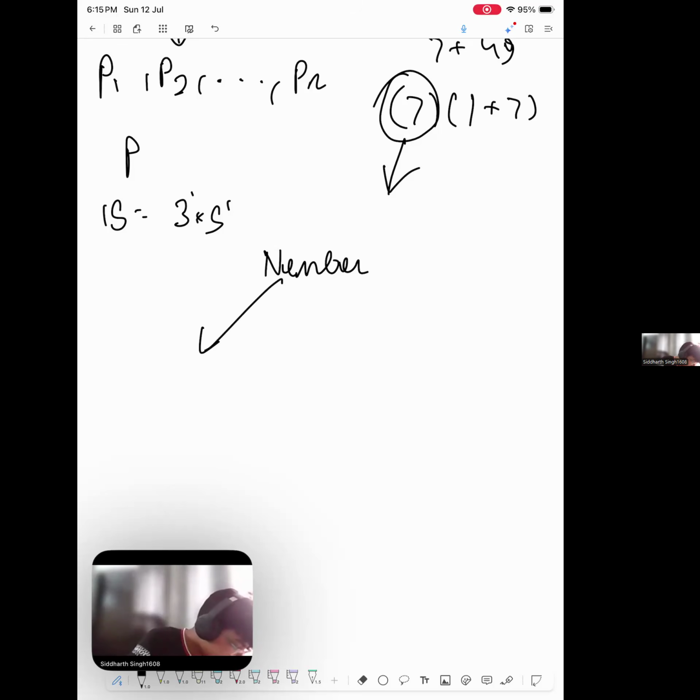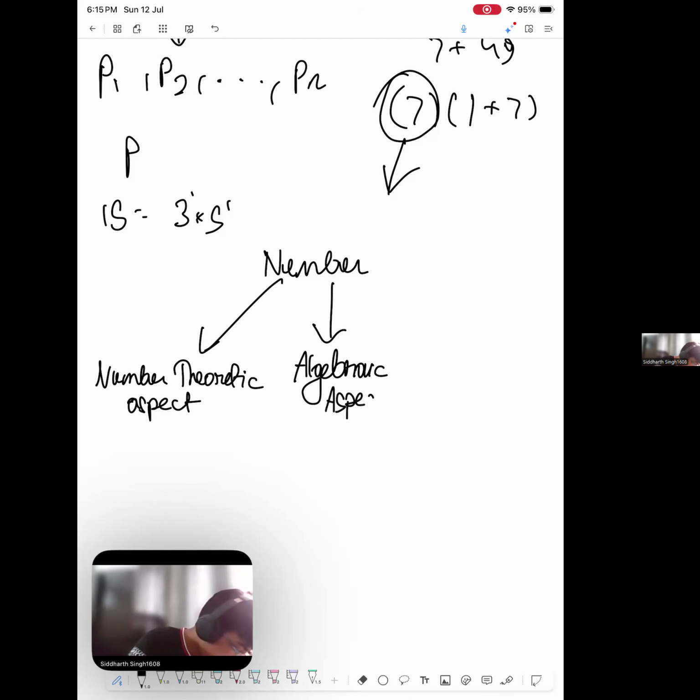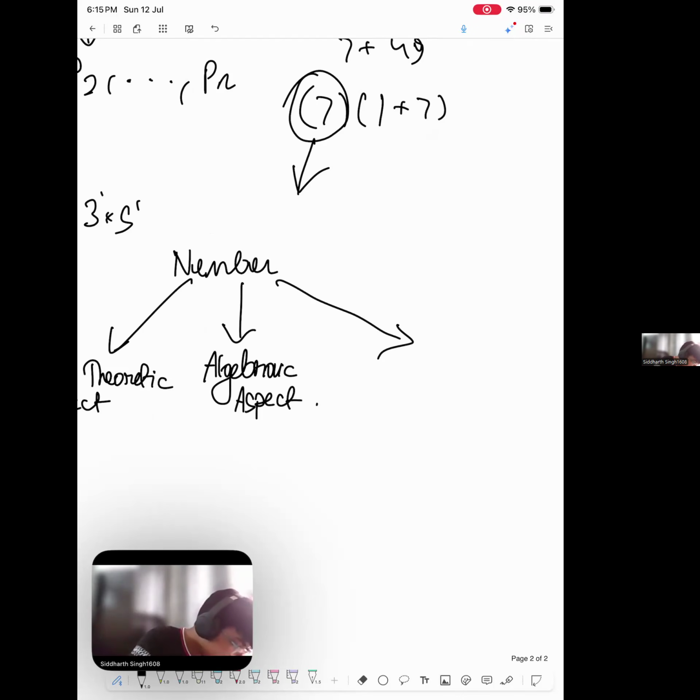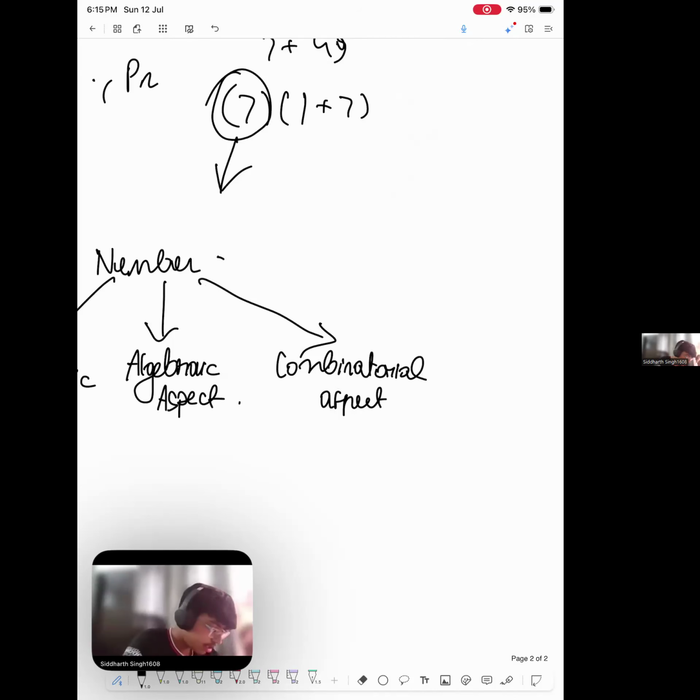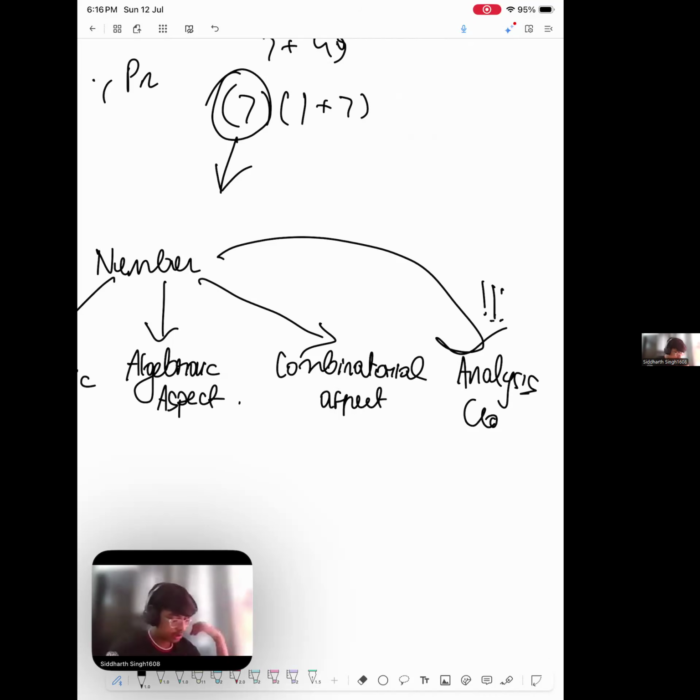There's obviously the number theoretic aspect. There's the algebraic aspect, and there's also the combinatorial aspect. And then once you get very grown up, there's gonna be stuff like analysis and whatnot, like calculus, everything involved. It is a part of the analytical number theoretic branch.